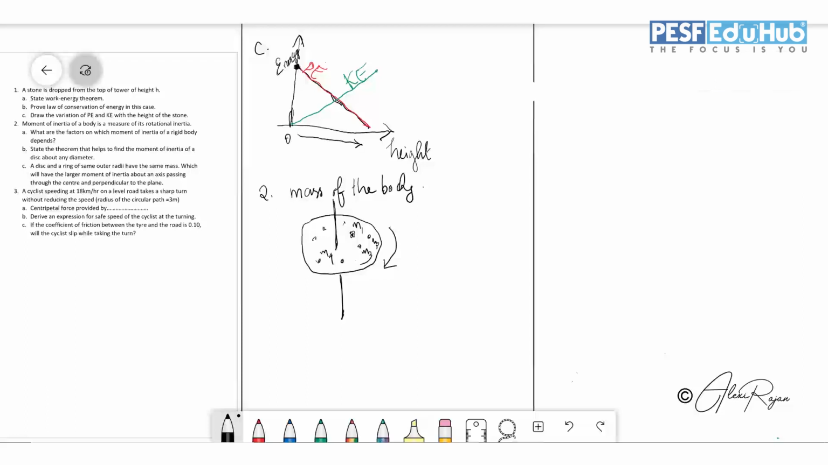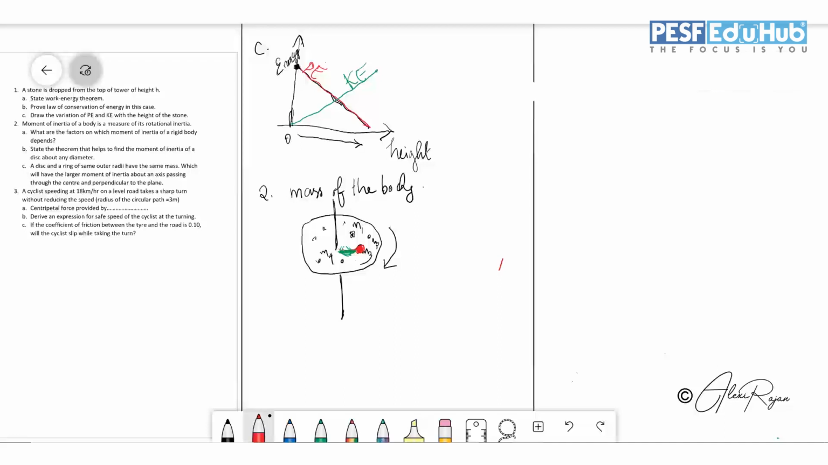The next one is the distance of the particle from the axis of rotation. That means if I want to find out the moment of inertia of this particular particle, then this distance, that is the distance from the axis of rotation, plays an important role. Now the third factor is the orientation and the position of the axis of rotation with respect to the body.